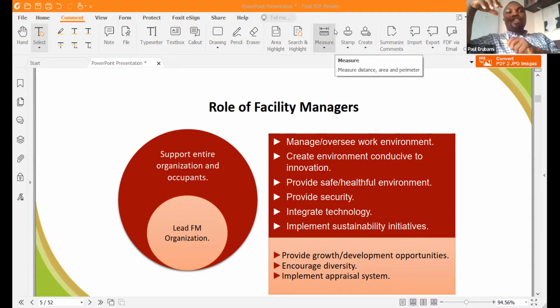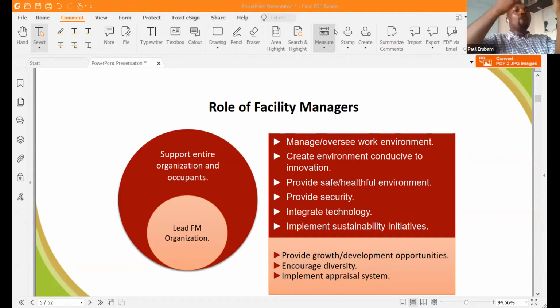So basically, you are not just managing the job, you are actually managing the career of your team. People should be able to move from one level to another within the space of 3 years while working with you. So as a facility manager, I should come up with creative ways to ensure that opportunities are created for people who aspire to get such opportunity.